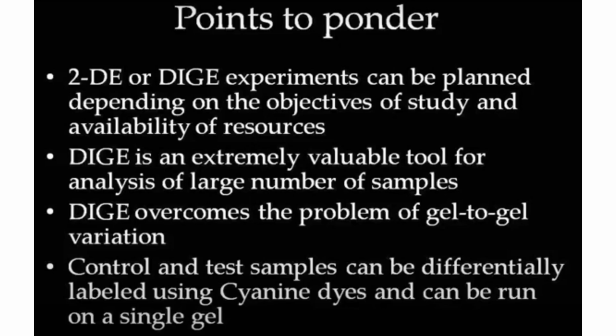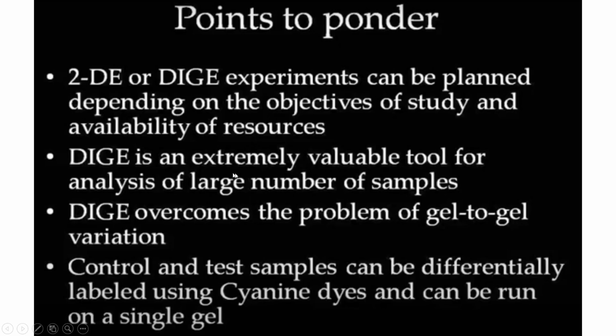So just to give a recap, 2DE as well as DIGE can be planned depending on the objective of the study. If you just want to have one specific sample and understand what proteins might be present, or what is getting overexpressed or what is getting lowered as compared to the control samples, you can do 2D. Basically, depending upon your objective and study, you can accordingly choose which experiment you need to perform.